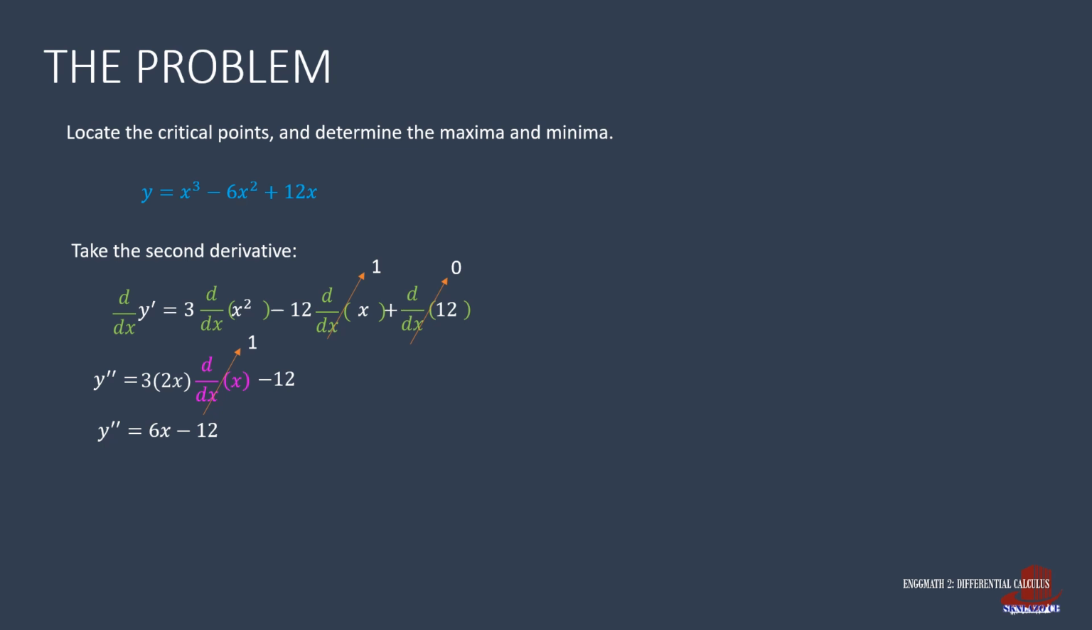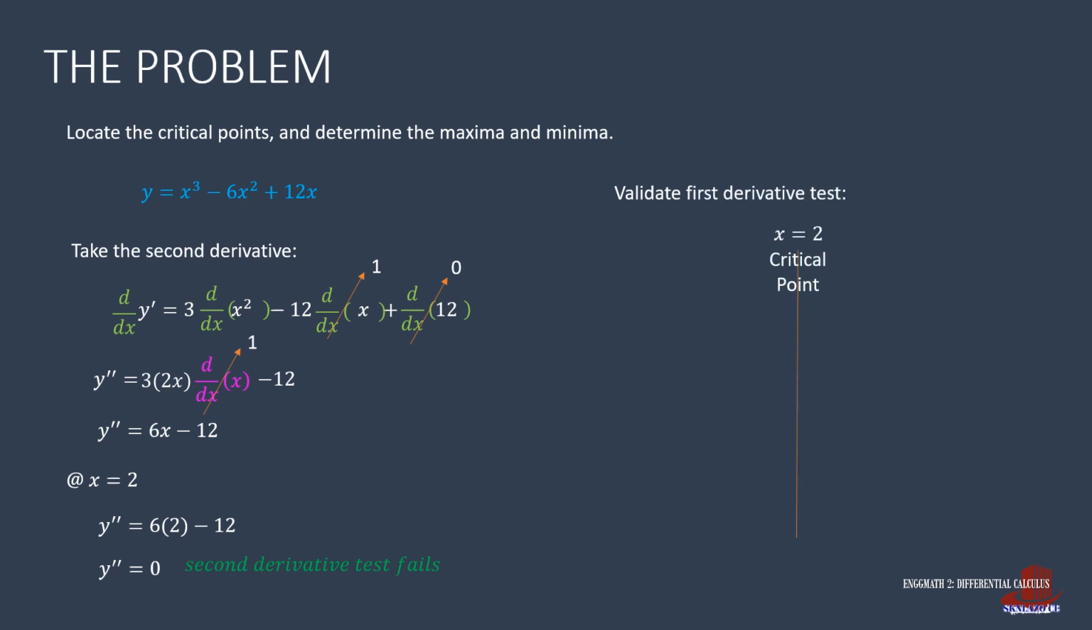Since y double prime is still a function, plug in x, which is 2. y double prime then is 6 times 2 minus 12, which gives 0. Since the result is neither negative nor positive, this signifies that the second derivative test failed. So how do we verify the maxima or minima? After the second derivative test, use the first derivative test, drawing concavity.